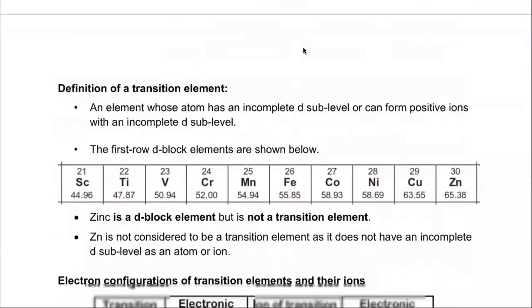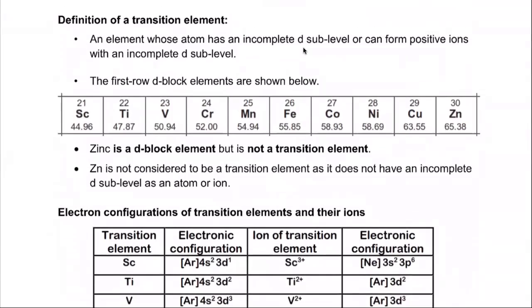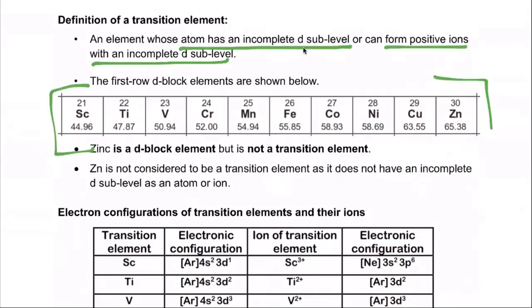Because really, before this, we just say the transition elements are the ones in groups 3 through 12, or the D block, in the middle of the table in the short columns. But there is a specific definition. A transition element is an atom that has an incomplete D sublevel, or it might have positive ions that have an incomplete D sublevel. We're going to focus on the first row of the D block, scandium to zinc, and talk about why zinc is technically not a transition element, even though it's in the D block.